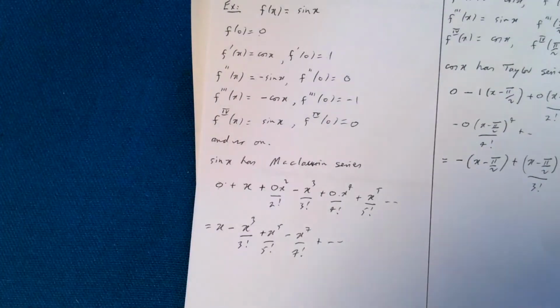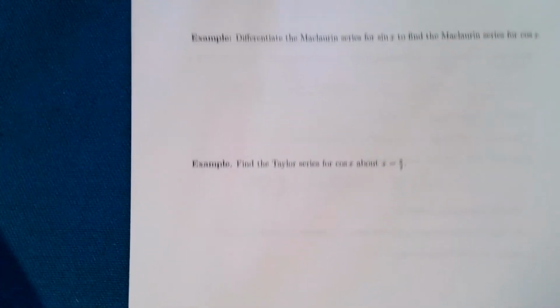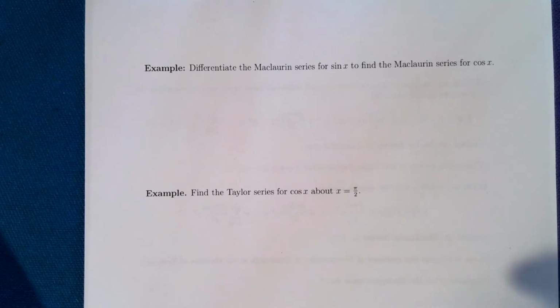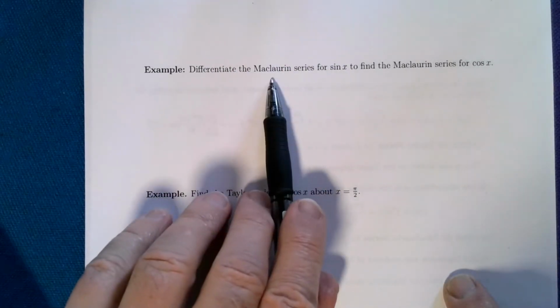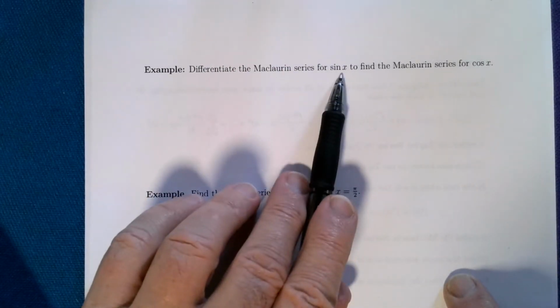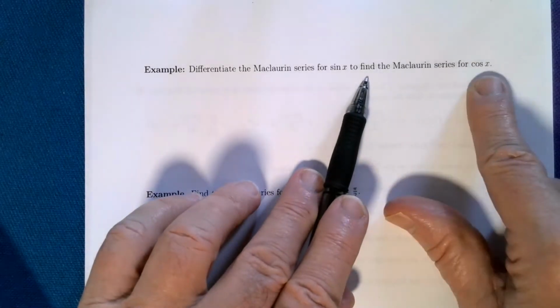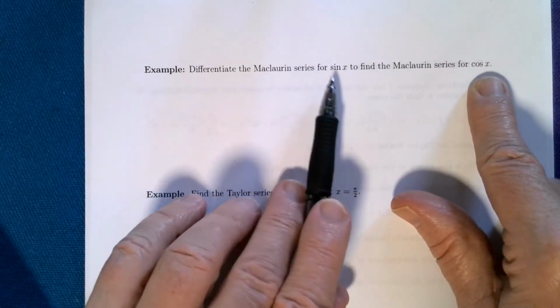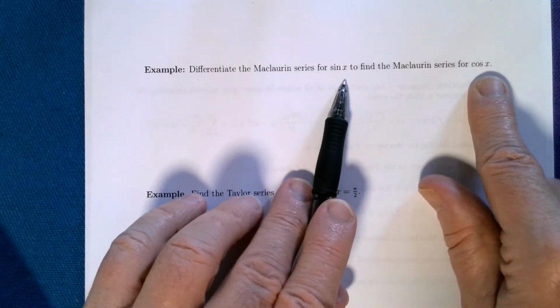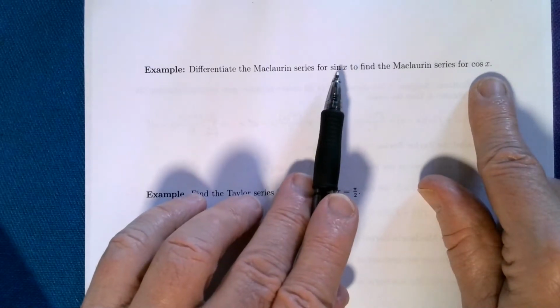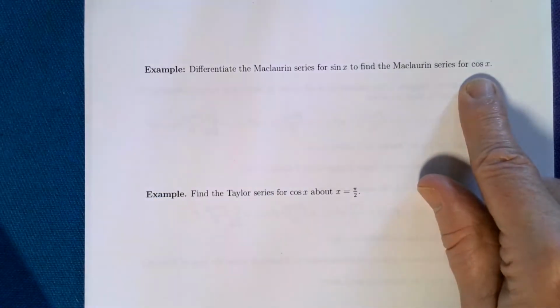Well, so we've calculated the series for sine x. The next little bit says take that series for sine x, differentiate the Maclaurin series for sine of x, and find the Maclaurin series for cos x.